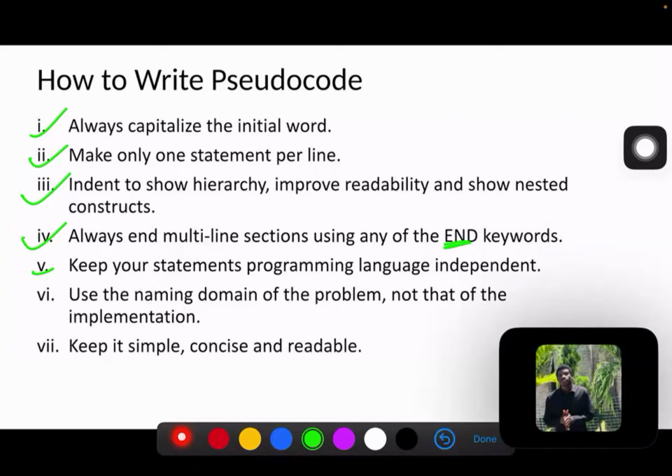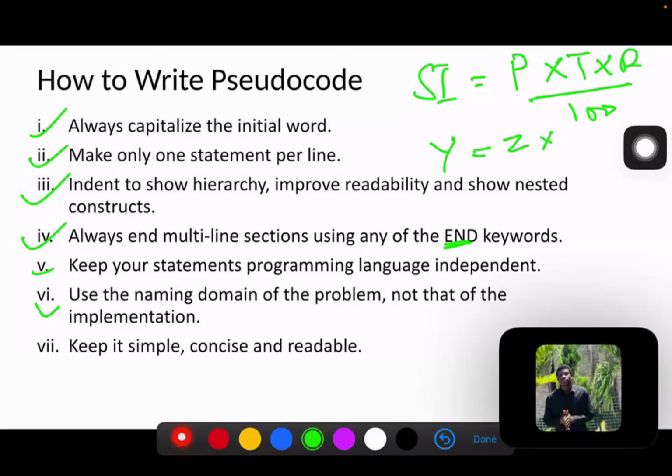Then we also want you to use the naming domain of the problem. So, for example, if we have to do simple interest, everybody knows that simple interest is principal times time times rate, all over 100. So when you are naming your variables, just imagine somebody names their variables Y, and Z, and T, P, or M, and maybe U over 100. How will somebody understand Y is equal to Z times M times U over 100?